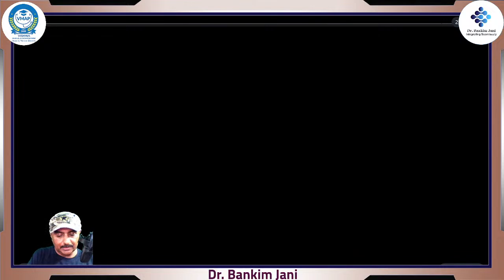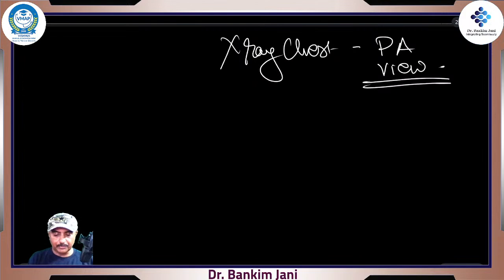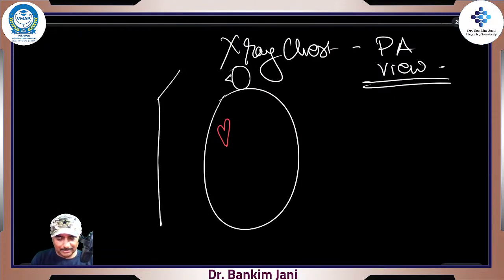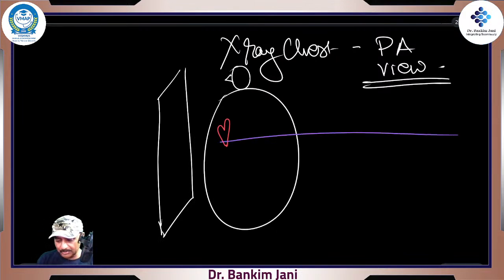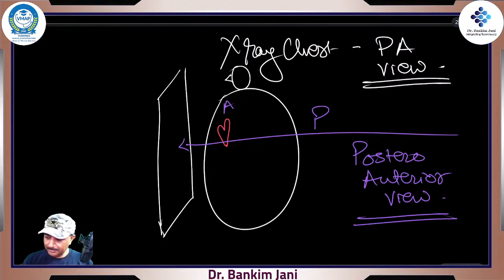So when we say X-ray chest, PA view. PA view stands for, this is the X-ray. Here is the heart, in red. Though in X-rays everything is black and white, but no problem. So this is the heart, this is the face, this is the nose, and that's the X-ray plate. And when the beam goes like this, from posterior to anterior, we call it posteroanterior view. Spine would be over here.